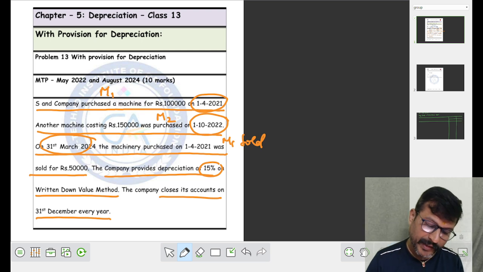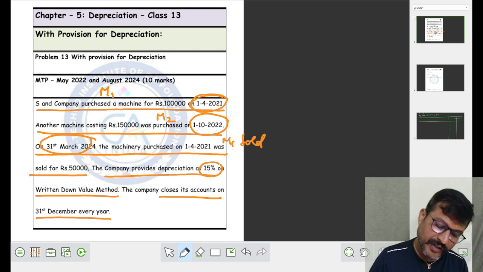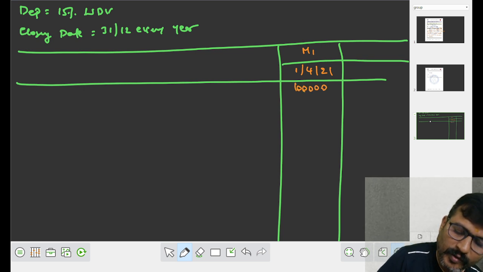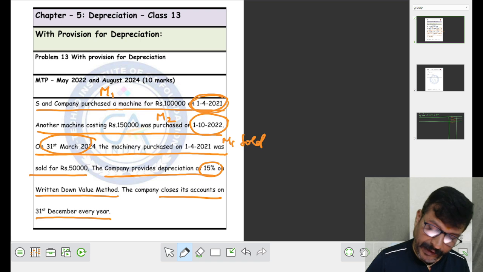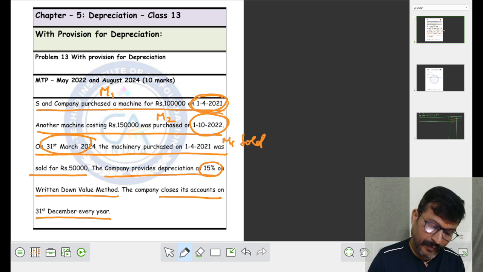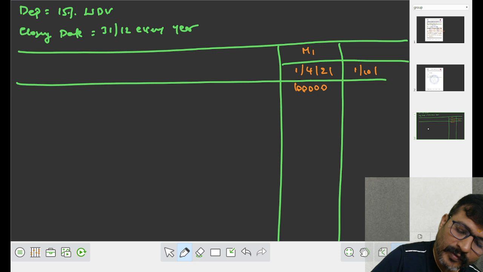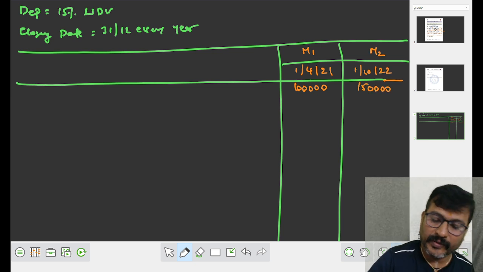See, when this M1 is purchased, M1 is purchased on April 21. 1st April 21, M1 is purchased for an amount of rupees 1 lakh. When the M2 is purchased, October 22, for an amount of rupees 1,50,000. 1st October 22, M2 is purchased for an amount of rupees 1,50,000.